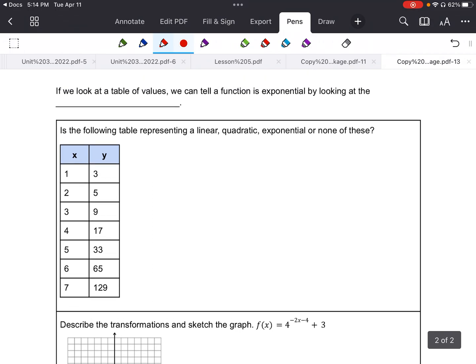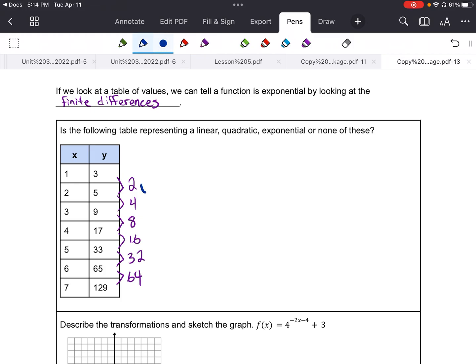If we look at a table of values, we can tell a function is exponential by looking at the finite differences. So if we remember linear, we had first differences. Quadratic, we had second differences. Now we have finite differences. And to do that, we are going to first look at the first differences. So 3 to 5 goes up by 2, 5 to 9 is up by 4, by 8, by 16, 32, 64. Okay, so that gives us our first differences.